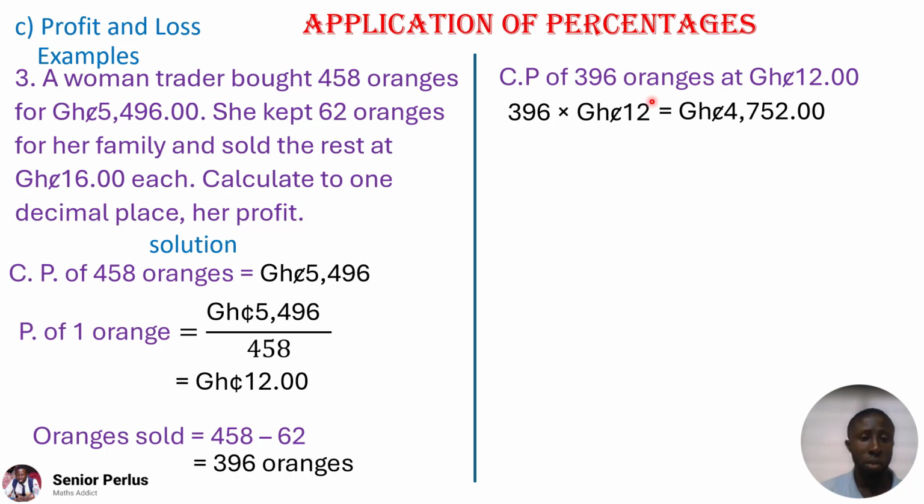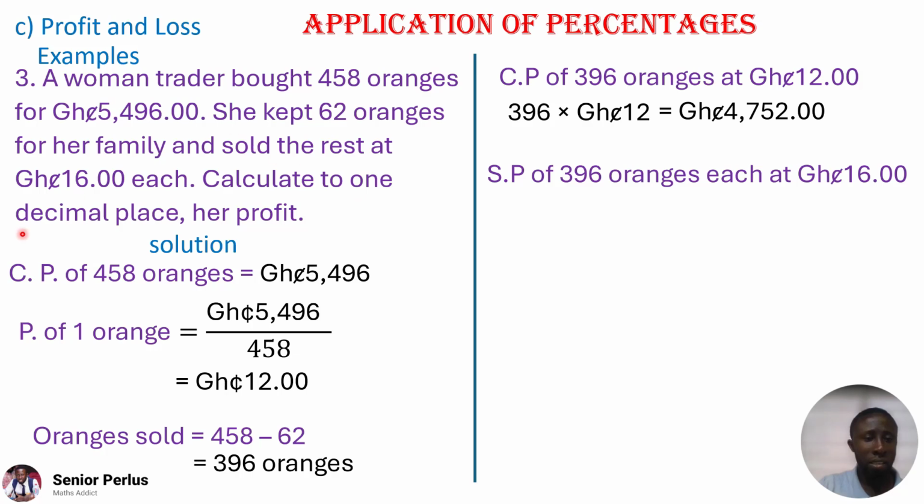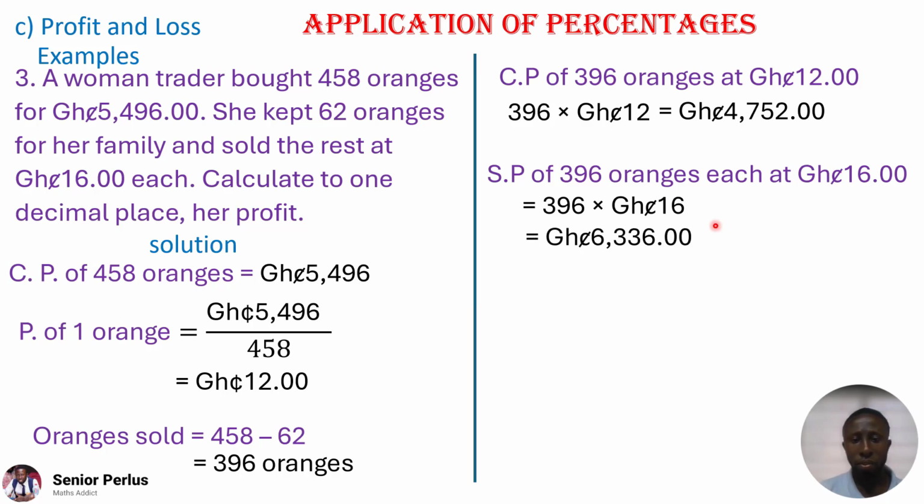So the woman sold the rest at what? So this is the cost price. That's what the woman sold. So we want to know the cost price. Then if we want to know the selling price, then the woman sold it at what? 16 Ghana cedi. So we want to know the total. This is the selling price, okay? The selling price, because the trader bought these oranges for this, and it means that the person bought one at 12 cedi. Then she gave 62 to her family and sold the rest, okay?